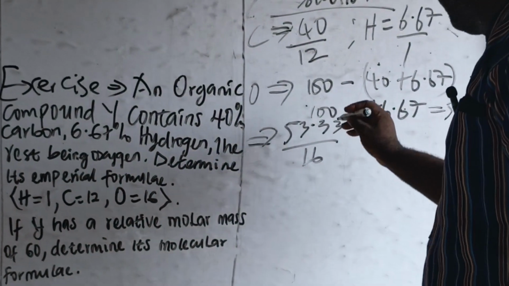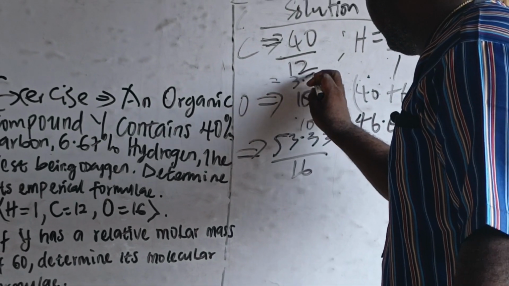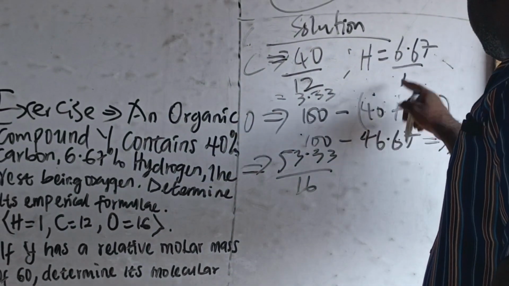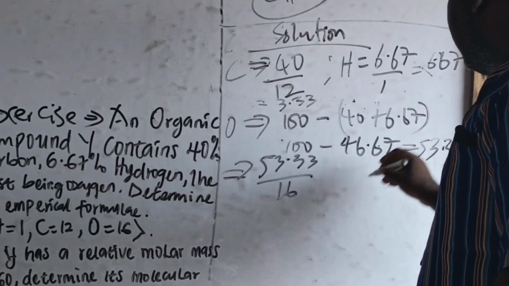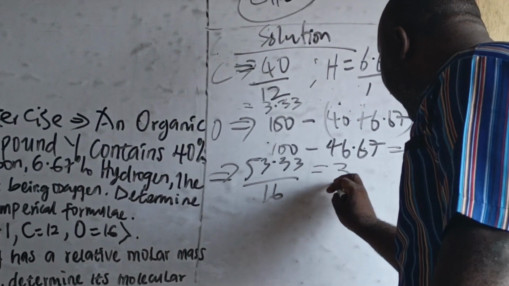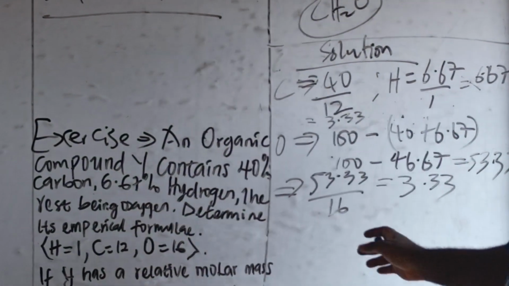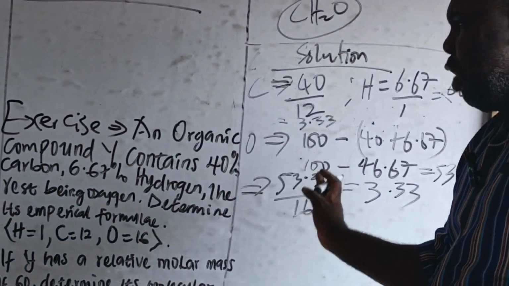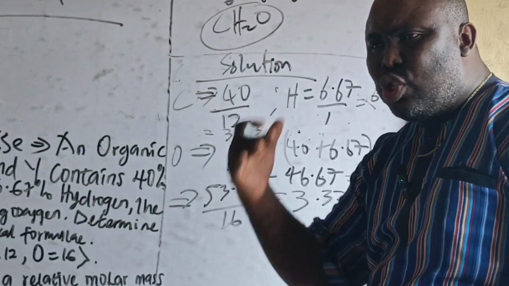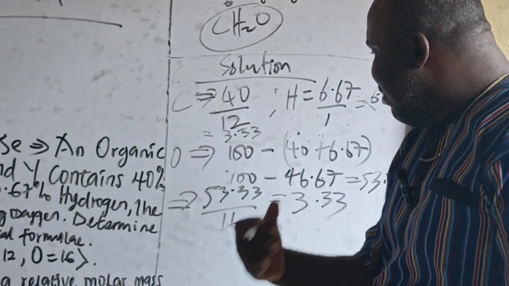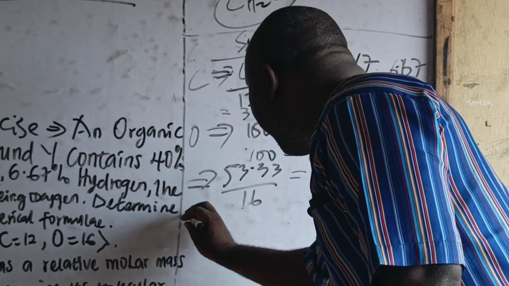So for carbon, we'll be getting 3.33. For hydrogen, we'll be getting 6.67. For oxygen, we'll be getting 3.33. Now we shall divide by the smallest mole number, so that we can get the ratio of each of the elements.